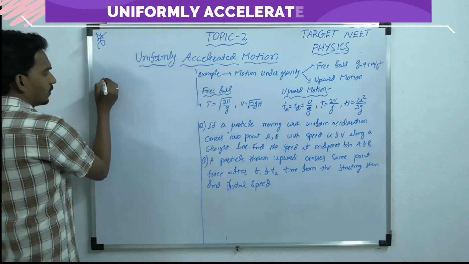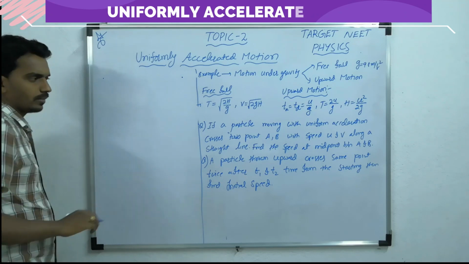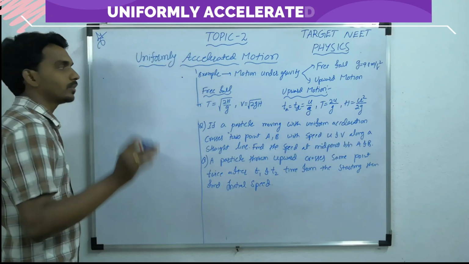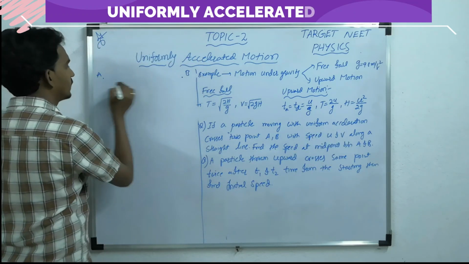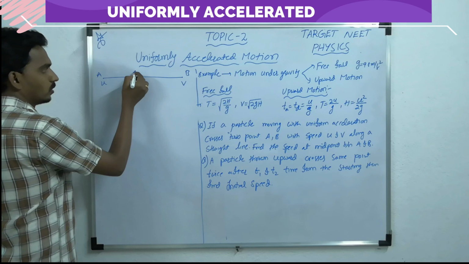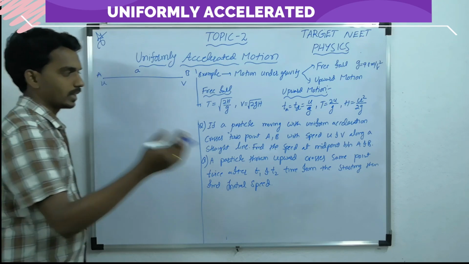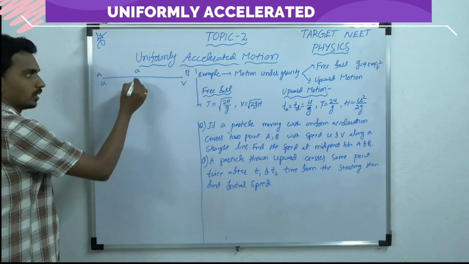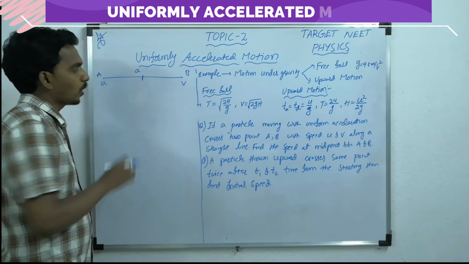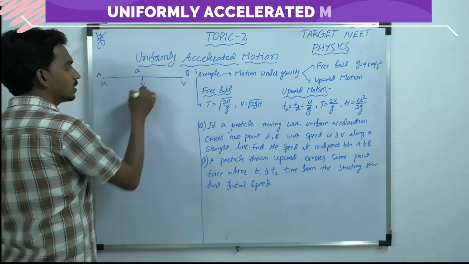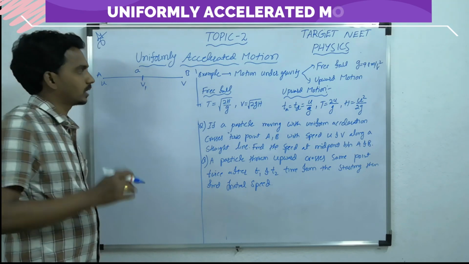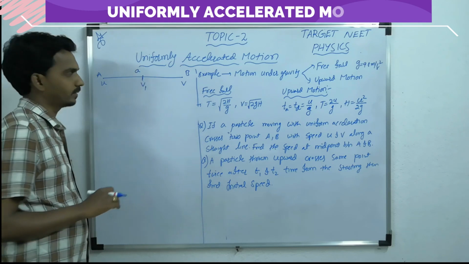If you take the data, they have given only two things: the body has two different speeds at two different points. Let's take A and B. Here speed is u, here speed is v. And the uniform acceleration we don't know. Let's take it as a. Now they are asking the speed of the same particle when it was at the midpoint between A and B. Let's take it as V1. So this is the diagram required. This is the path of the body.